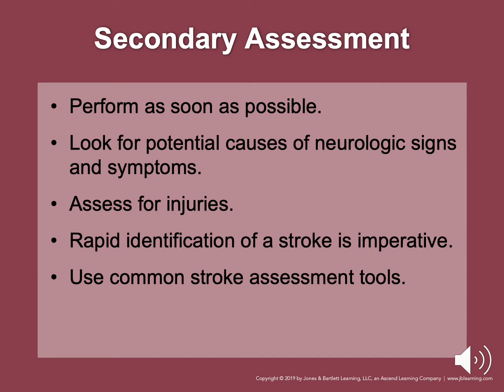In your secondary assessment, perform it as soon as possible. Look for potential causes of neurological signs and symptoms. Note whether the patient is incontinent. Assess for injuries. Rapid identification of a stroke is imperative. Use common stroke assessment tools. Test for speech, facial movement, and arm movement. If any of these three are abnormal, you should suspect that the patient is experiencing or has had a stroke.